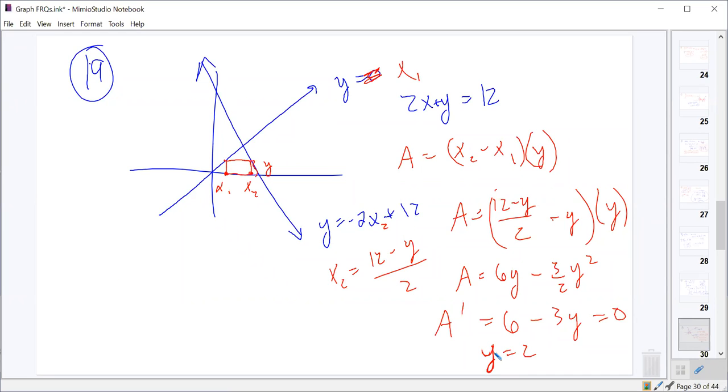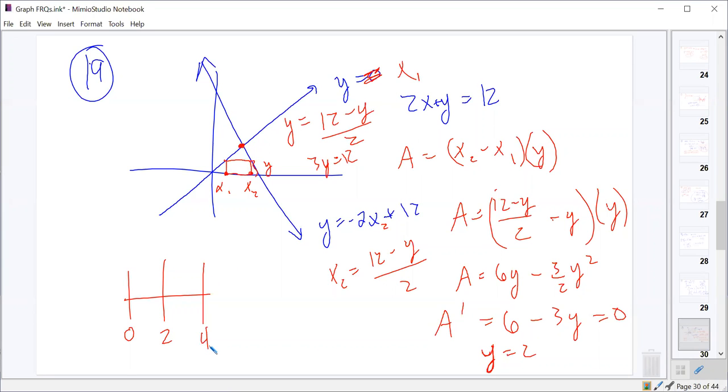And we'll just check and make sure the lowest y value that we're talking about here is 0. The highest is this intersection point, which would be when x1 is equal to x2. So that'd be when y is equal to 12 minus y over 2. Solve that, that's 2y, 3y equals 12, or y equals 4.